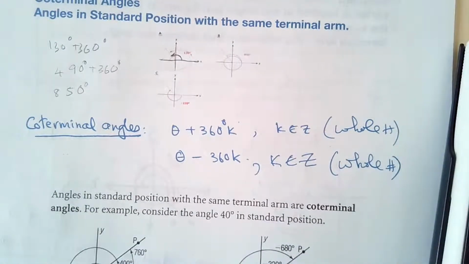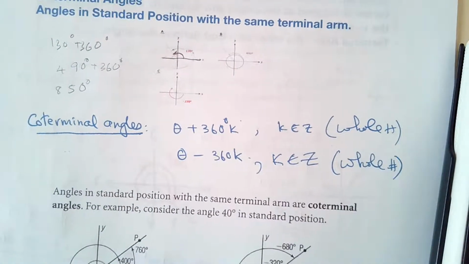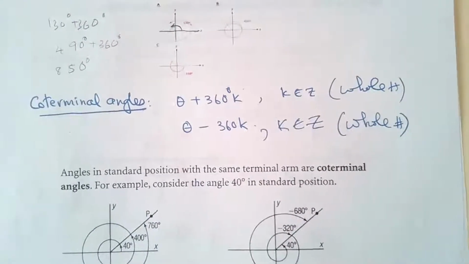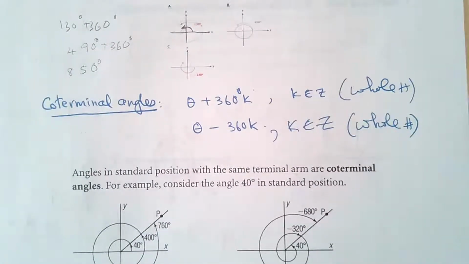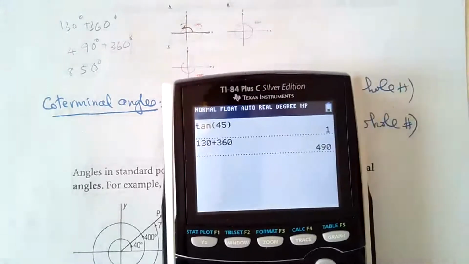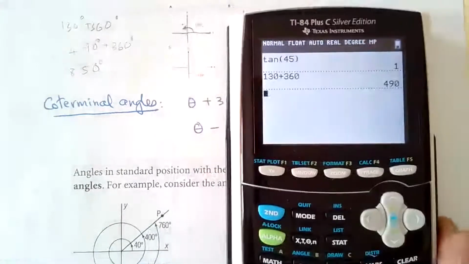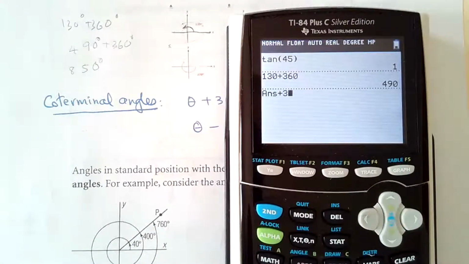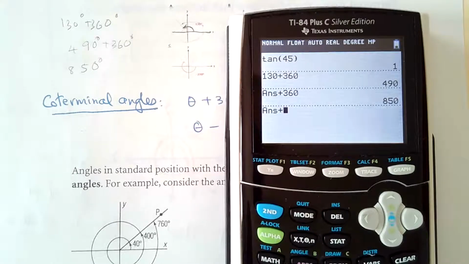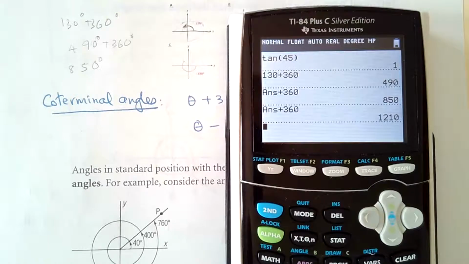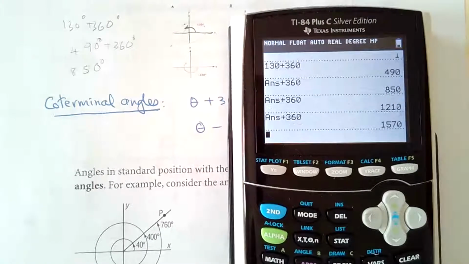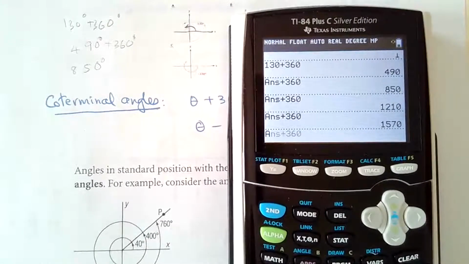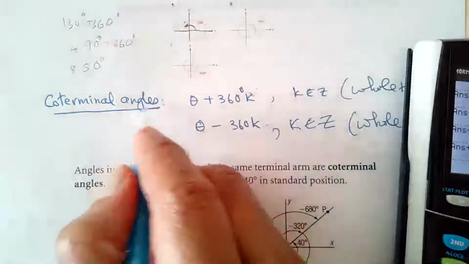Let's see, 130 plus 360 gives me 490. And you can see there's a formula for that. If you continue going, plus 360, that's the other coterminal arm. Then you add another 360, and you can see it goes on forever. So these are referred to as coterminal angles.